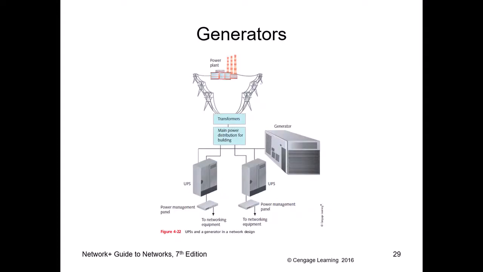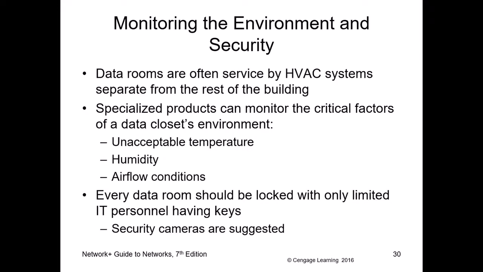All right, so we talked about generators. Okay, now let's talk about monitoring the environmental and security. Like I said earlier, inside the network room you have to make sure that the temperature is not too high. Humidity should be below 70%, and you don't want the place to be too dry. The whole idea behind humidity is that you don't want static charges to accumulate. If you have a very dry place, static charges could easily accumulate.